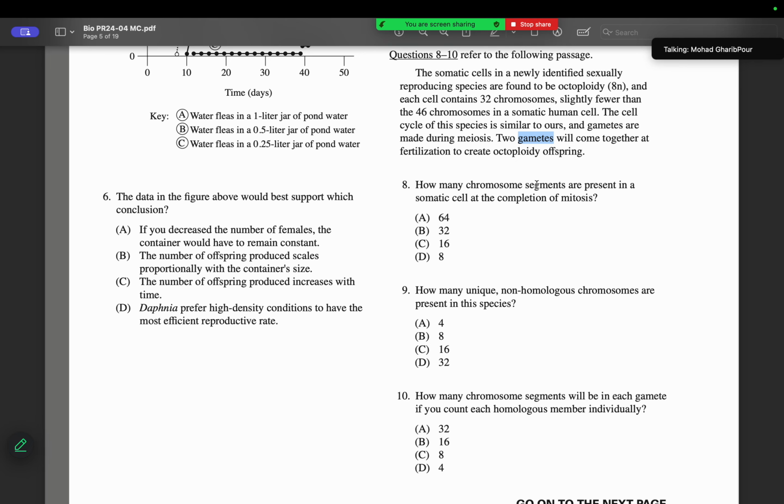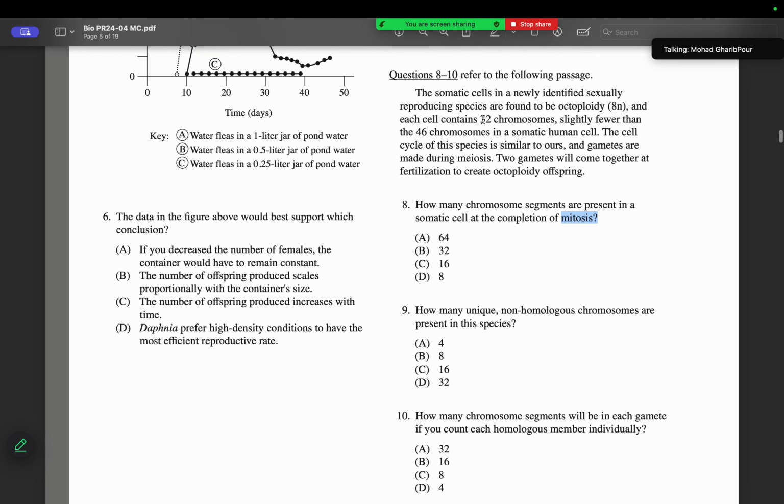So how many chromosome segments are present in a somatic cell at the completion of mitosis? Completion of mitosis should be the same. So completion of mitosis means the next cell cycle has not happened. So we haven't gone through the synthesis phase.